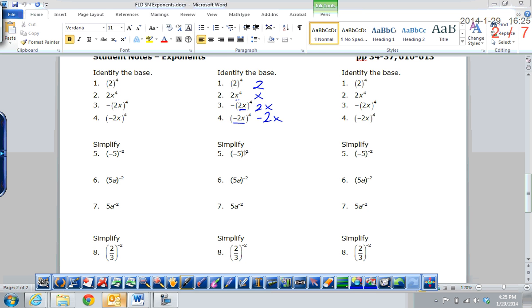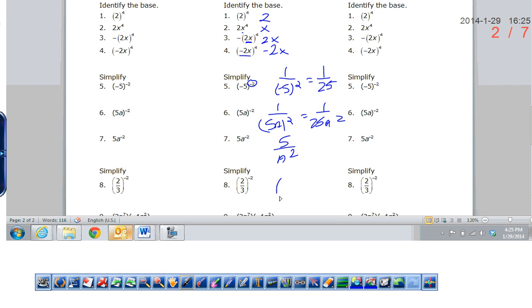Number 5, we know that the negative means it goes in the denominator, so 1 over negative 5, and then the negative part goes away, so my answer is 1 over 25, because the negative 5 is squared. Number 6, same idea. 1 over 5a all squared, so that's 1 over 25a squared. Number 7, only the a is to the negative, so I keep my 5 up there and move the a to the bottom, so 5 over a squared. Number 8, anytime you've got a fraction, we flip it, so that becomes 3 halves squared, which is 9 over 4, when you raise 3 squared and 2 squared.